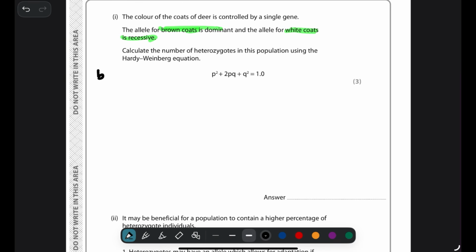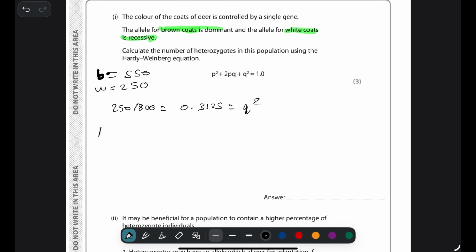Brown was, sorry, brown was 550 and white was 250. So in terms of what we know, I can do q squared, because q squared is the number of homozygous recessive, or the frequency of the recessive allele. So I'm happy to do 250 divided by 800, because that's the frequency. 250 divided by 800 gives us 0.3125. So 0.3125 is equal to q squared. So we can just square root that.